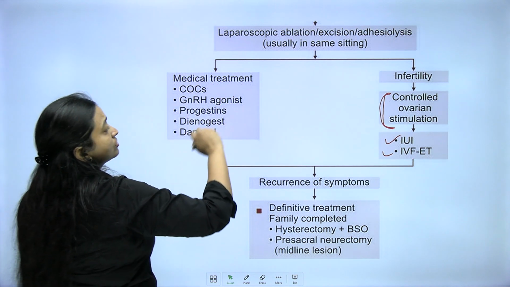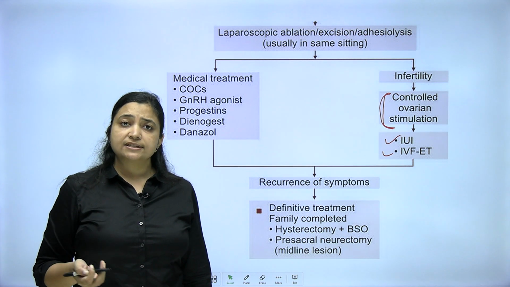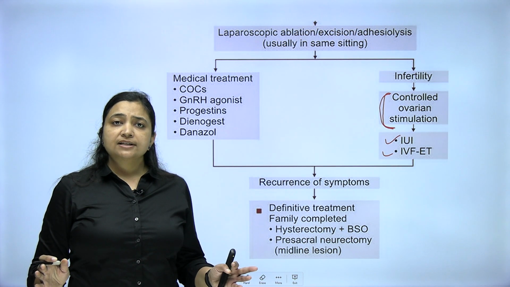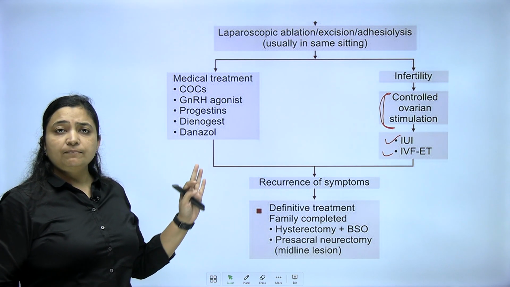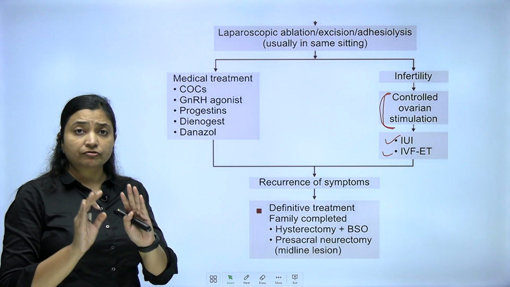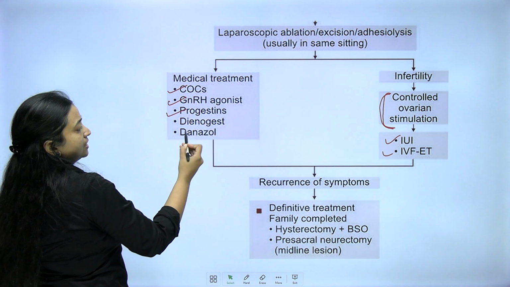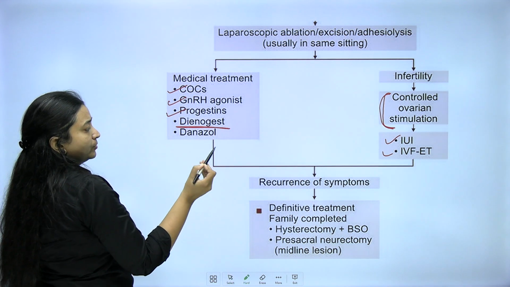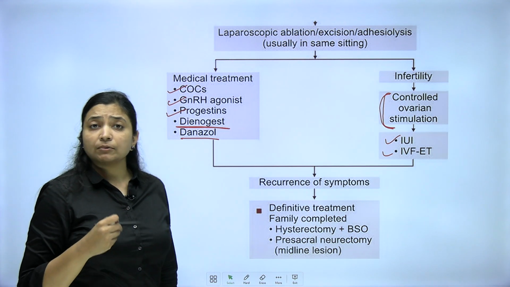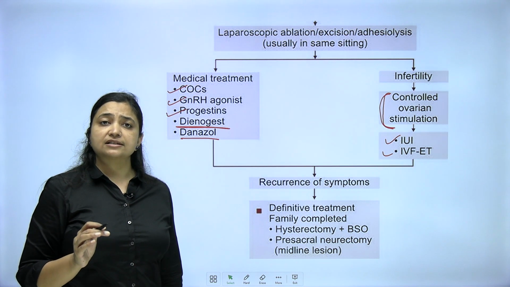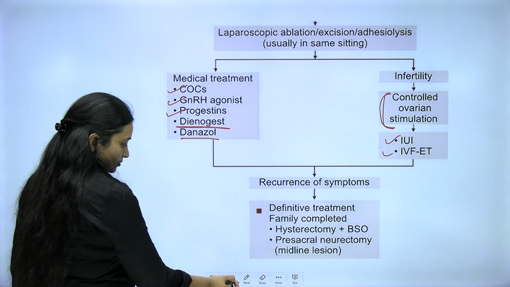But if the pain was the main complaint, now what do we do? We have done the surgery, but we know it is a continuously progressing disease. Primarily we have removed the disease, but the chances of recurrence are there. So we will have to go for a continuous medical treatment to keep the disease in a stage of remission. COCs, GnRH agonist, progestins, Dienogest, which is again a type of progesterone, and Danazol. This is all what we can use. We will be studying about these drugs in some other lecture where I will be discussing only the drugs. These are the options which are available for the treatment of endometriosis.